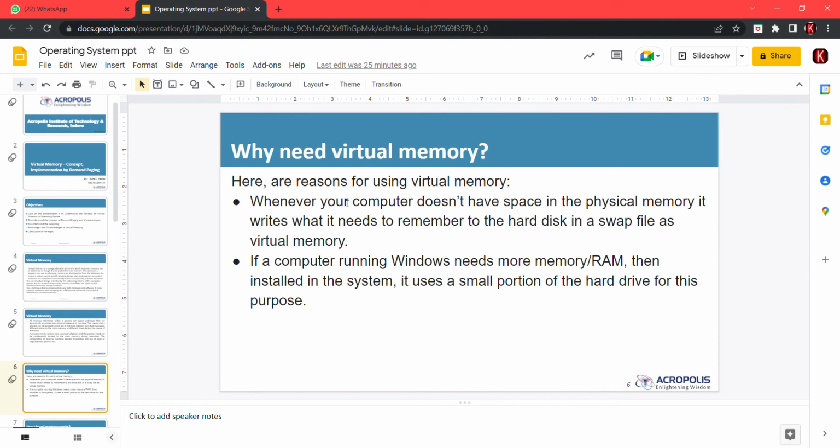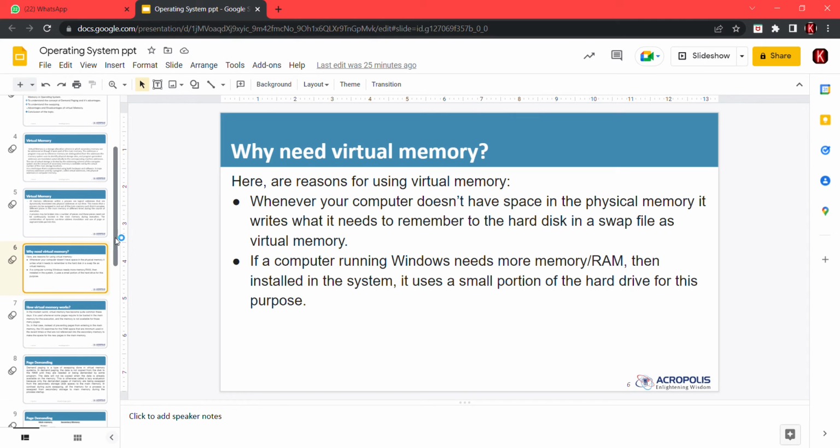Now, why do we need virtual memory? Here are some reasons for virtual memory. Whenever your computer does not have space in the physical memory, then we need virtual memory. And if a computer running Windows needs more memory or RAM, then we need virtual memory.